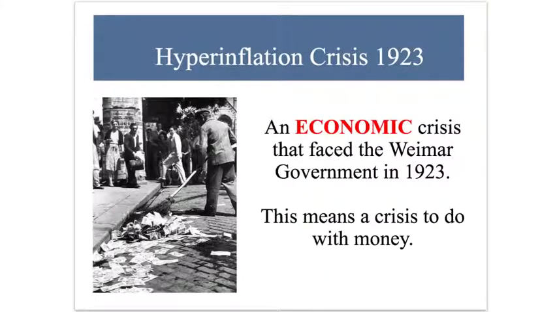The hyperinflation crisis of 1923 was a serious economic problem faced by the government in 1923. An economic problem means to do with money, unemployment, or the economy in any way. This was one of two economic crises that the government faced. The other was in 1929. Do not get the two confused.